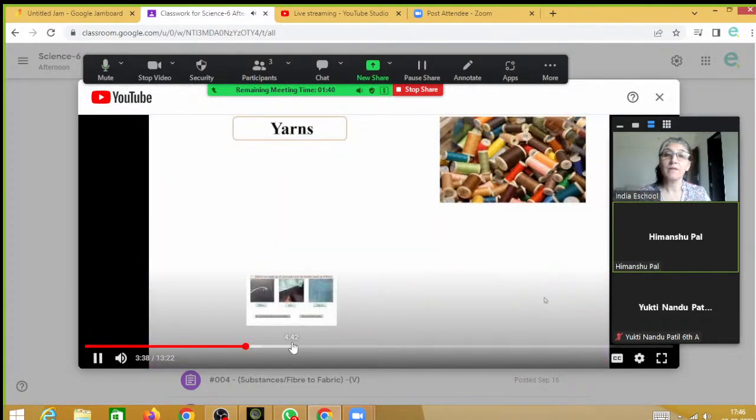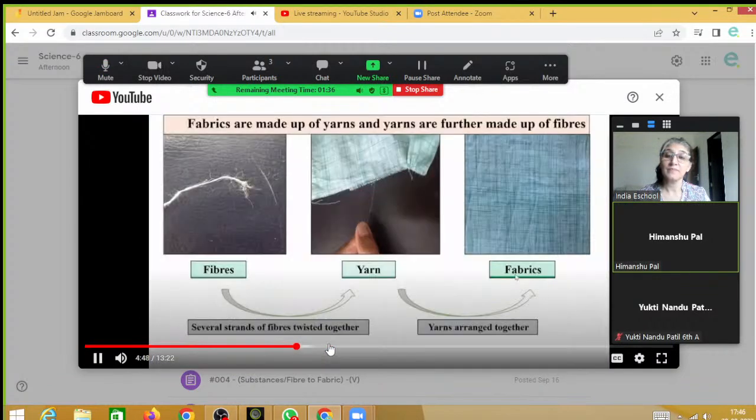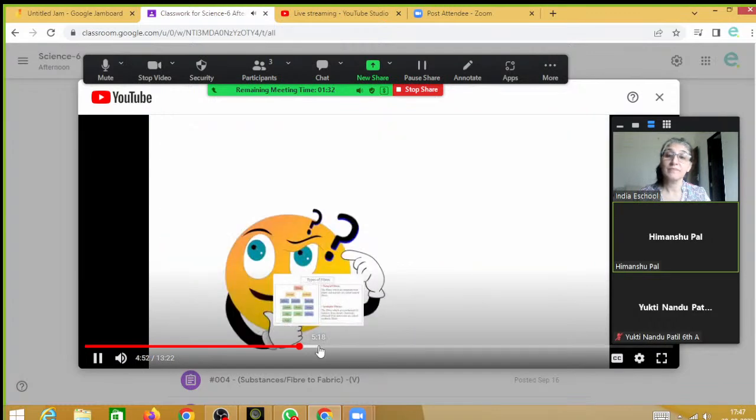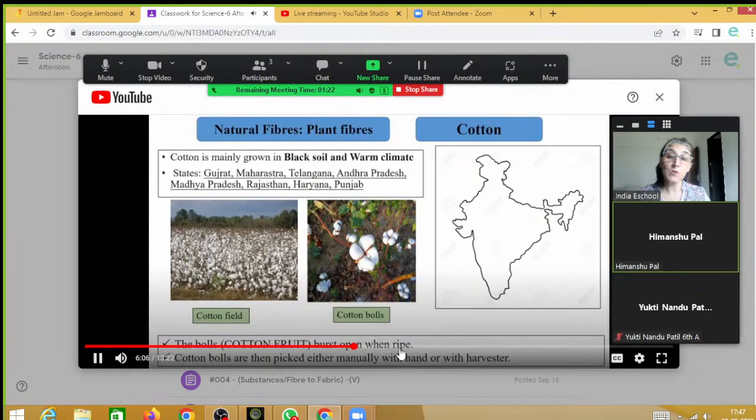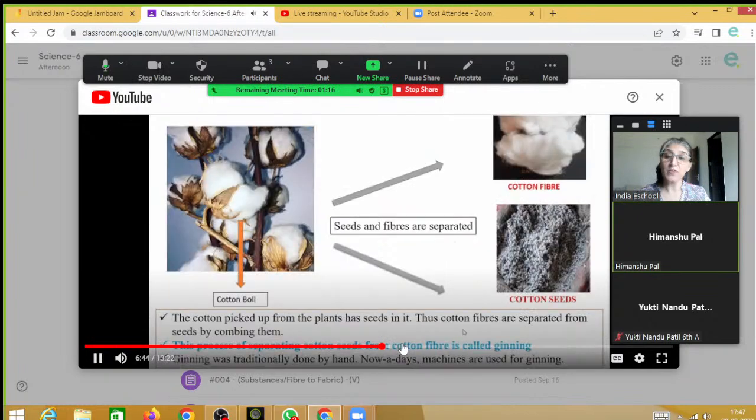These yarns at some tailor's shop or even at your home are arranged together to make fabrics. Now, next question arises, where do we get fiber, wool and silk fibers? The fibers which are synthesized in the industry from simple... This cotton we already know. Cotton plants, and these fruits are called cotton balls. The process of separating cotton seeds from cotton fiber is called ginning. Ginning was traditionally done by hand.